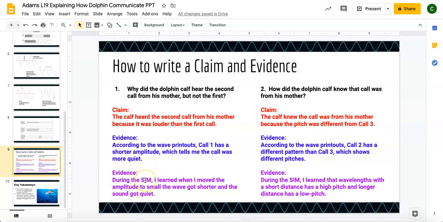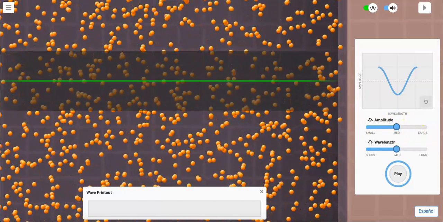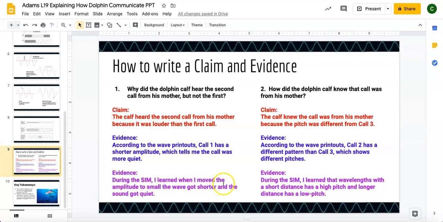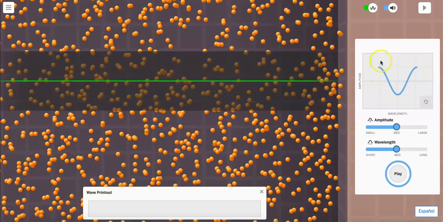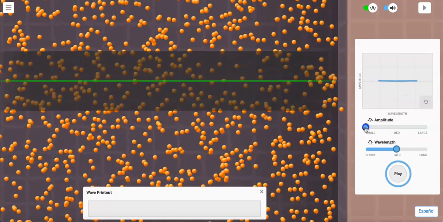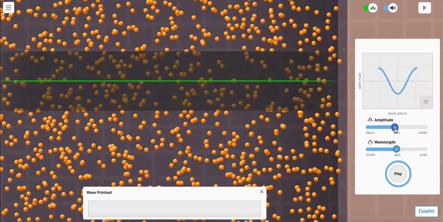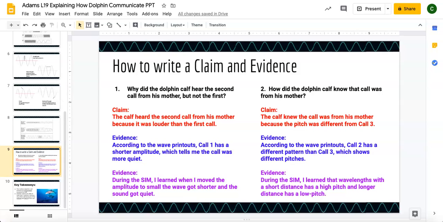My second piece of evidence, because you need to come up with at least two pieces of evidence for each question that you get tomorrow: during the sim, and this is the simulation where we played with the amplitude button, I learned that when I moved the amplitude to small, the wave got shorter and the sound got quiet. If you went to the simulation in our lesson and watched the video, you will have learned that. That's where my second piece of evidence is coming from, what I have already learned in the weeks prior to this assessment.